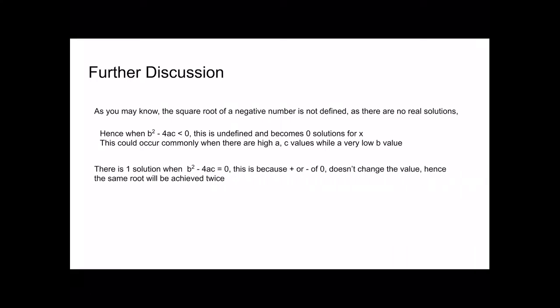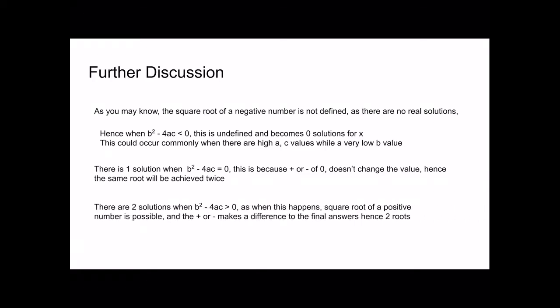Alright, so there's one solution when b squared minus 4ac equals 0. Remember in the quadratic formula we had negative b plus or minus. However, if it's negative b plus or minus 0, negative b plus 0 is still negative b, and negative b minus 0 is still negative b. So if b squared minus 4ac equals 0, no matter if you add or subtract, the negative b will still be exactly the same. Therefore, there's only going to be one possible solution, because you'll get the same answer twice. That's where the one solution comes into play.